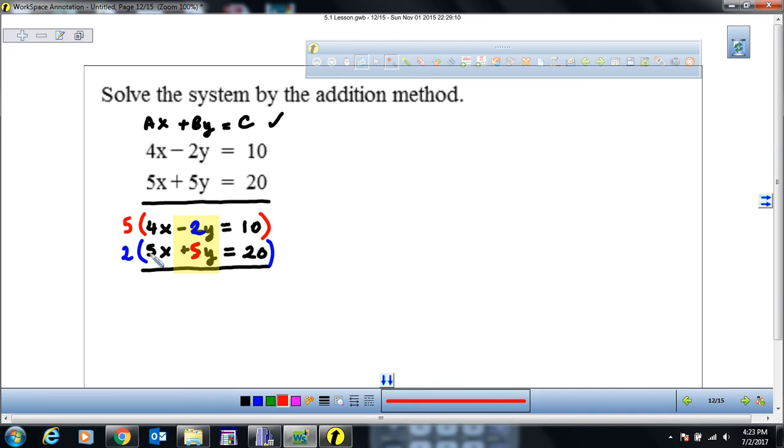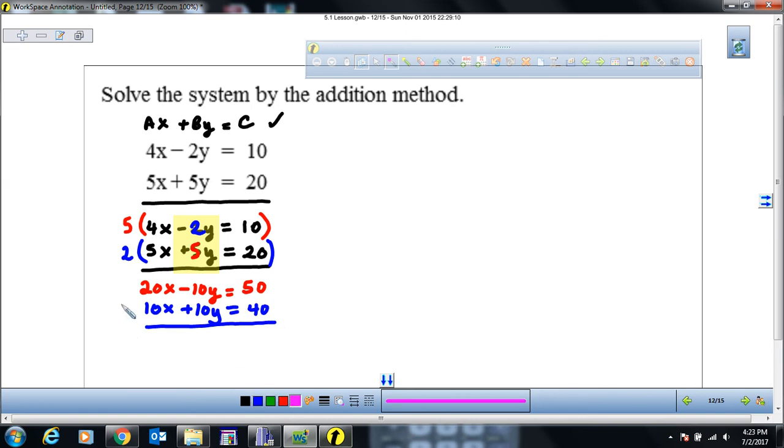If I wanted to cancel out the 4 and the 5x, the 4 I need to multiply it on the bottom equation, the 5 on the top equation, and then one of them in that case needs to be a negative. That would be the only difference. Okay? So, if I multiply the first equation by 5, we get 20x minus 10y equals 50. Second equation, 10x plus 10y equals 40.